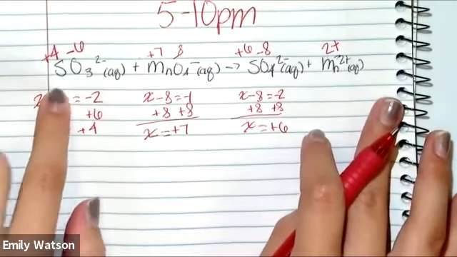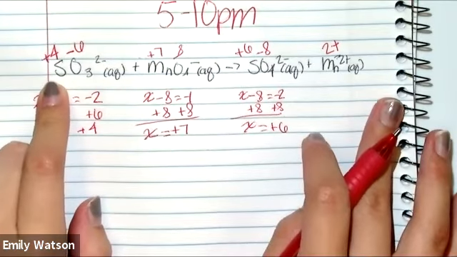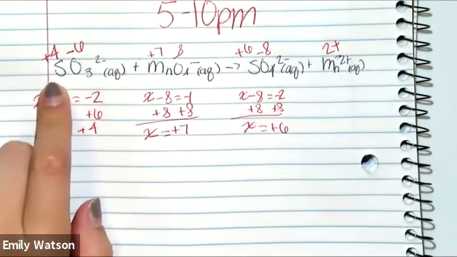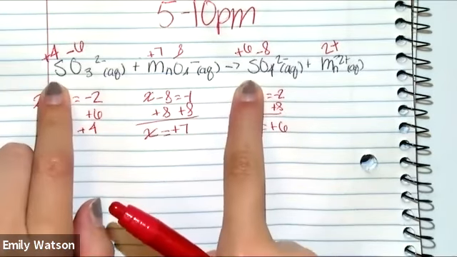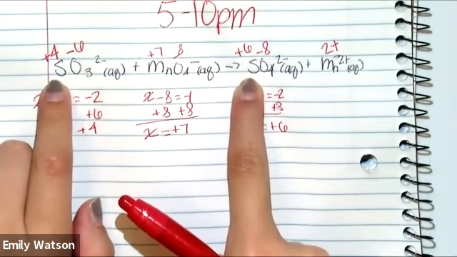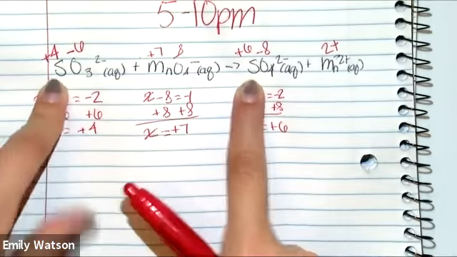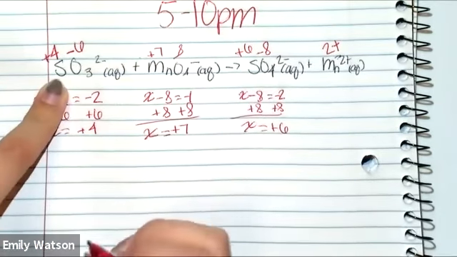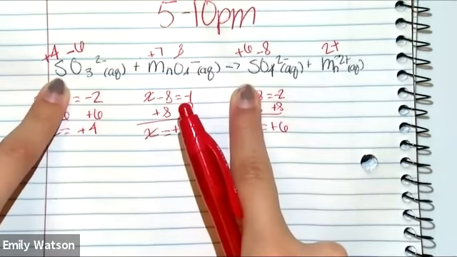Where did sulfur start and what number did it end up at? So it went from a +4 to a +6. Did it gain or lose electrons? Lost. It lost electrons. So was it oxidized or reduced? Oxidized.